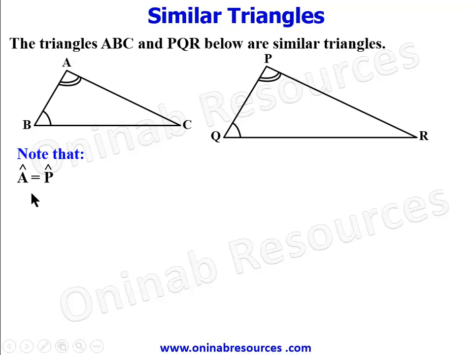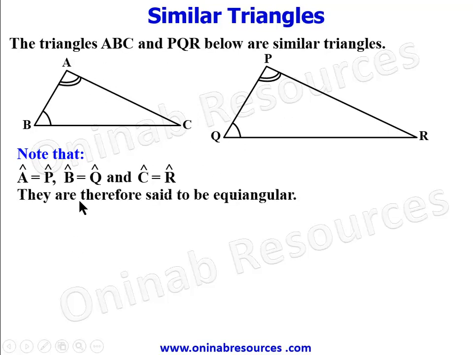So in the same vein, angle B is equal to angle Q, and invariably angle C is equal to angle R. From here we have seen that one angle here is equal to the other angle here. So we now say they are therefore said to be equiangular. So the angles here are equal to the angles in the other triangle.